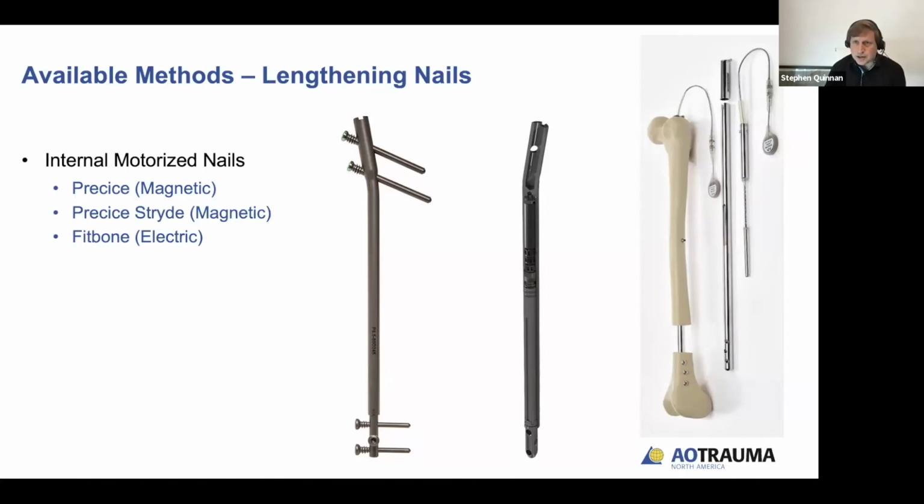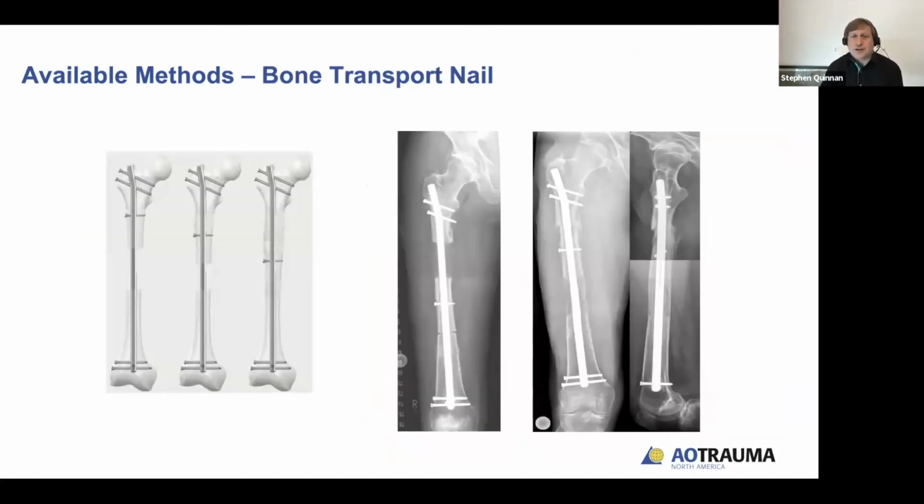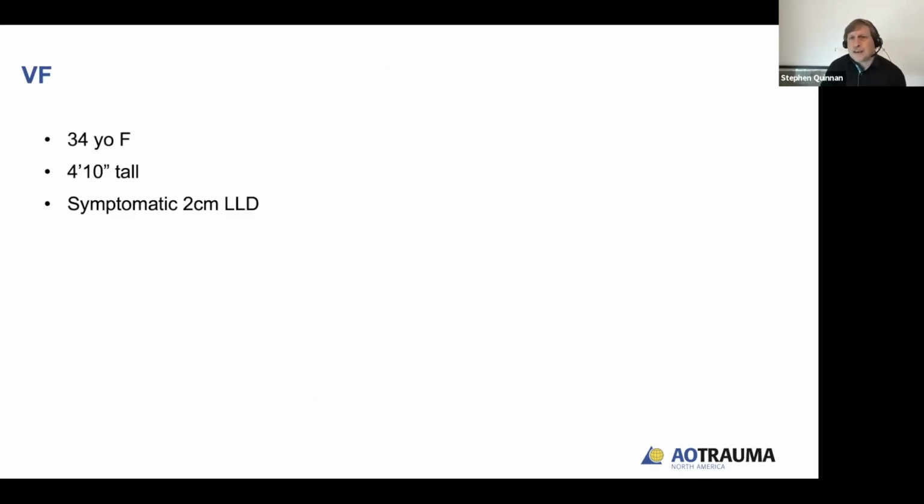Needless to say, these really are game-changing devices that we now have to deal with length issues, especially length issues in the femur. We also have an option now for internal transport or lengthening of one segment to make up for a bone defect. And that is that we have a bone transport nail. And that phenomenon is really new. That's really only been clinically available in early phases for the last 15 months. So we'll look at a few examples of some of these here.